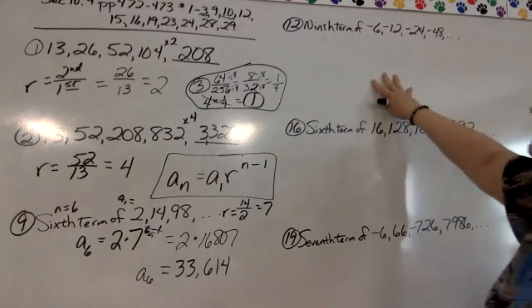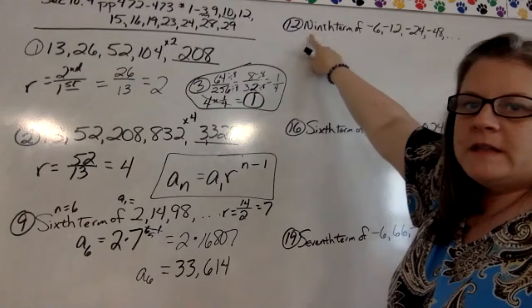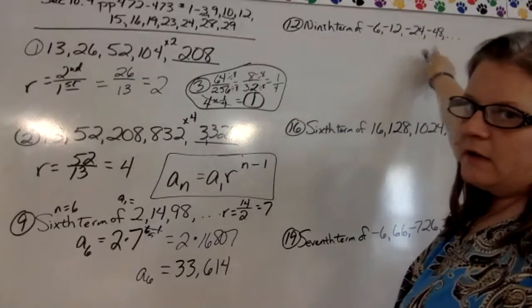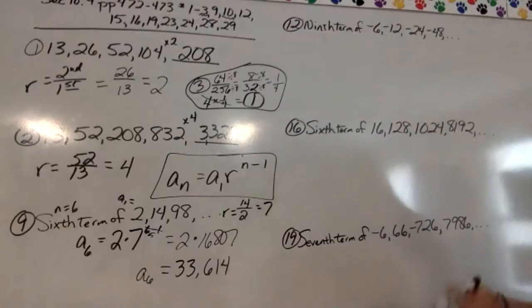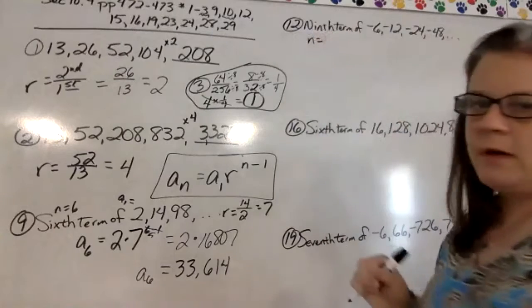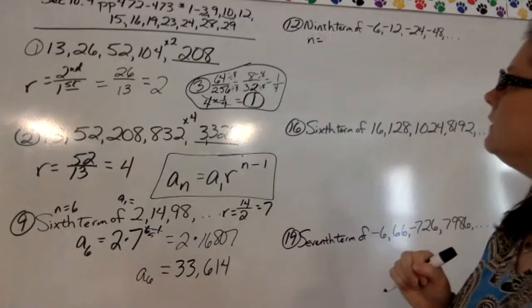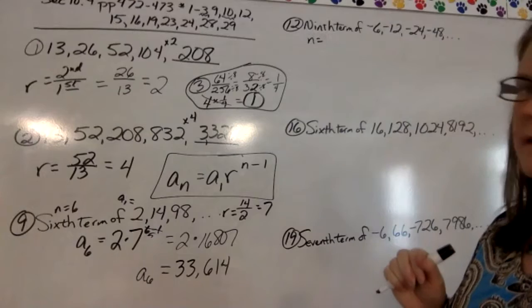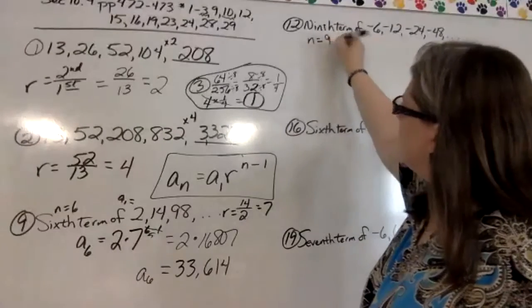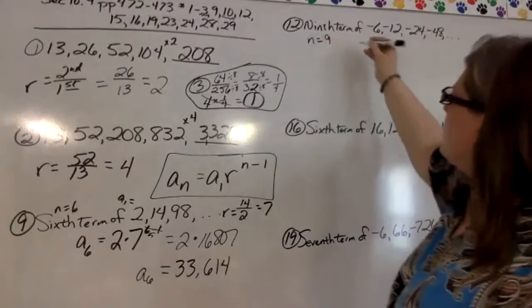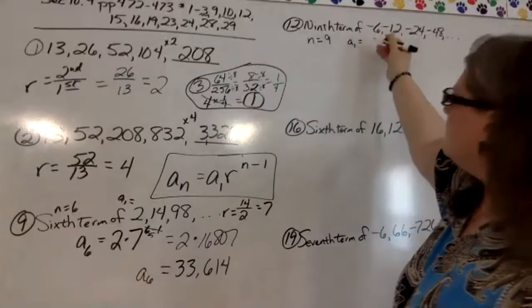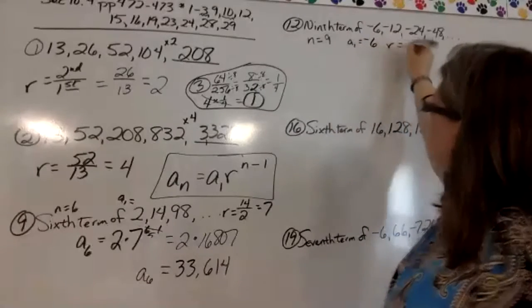Okay, but on number 12, we're looking for the 9th term of -6, -12, -24, -48, and so on. So my first step is to identify what I have. What is my N in the problem for number 12? What term are we looking for? 9th term. So my N is 9. Okay. My A1, what's my first term in the sequence? -6. And then I still have to find my R.